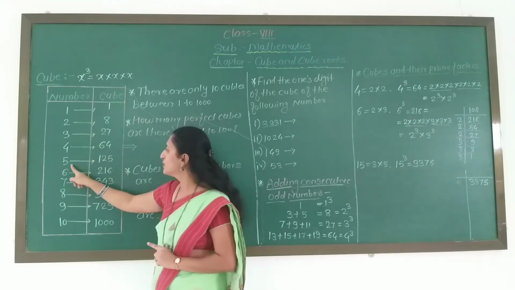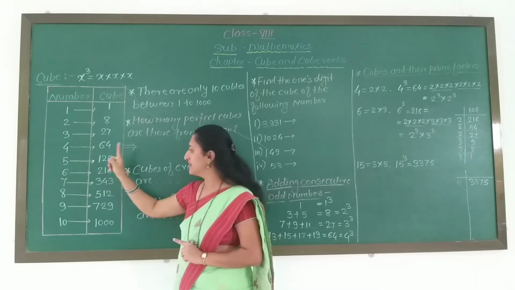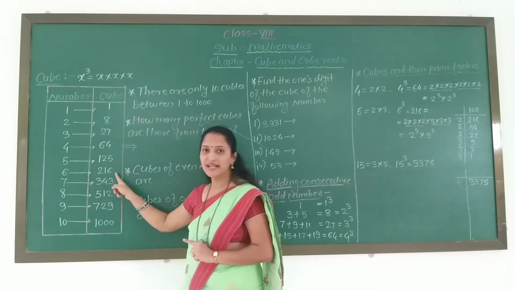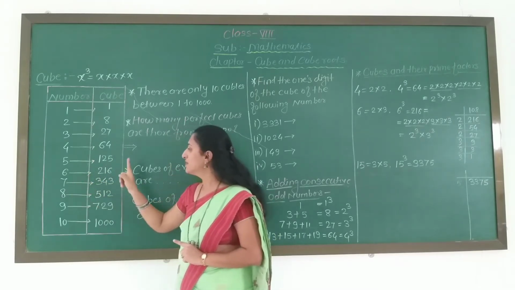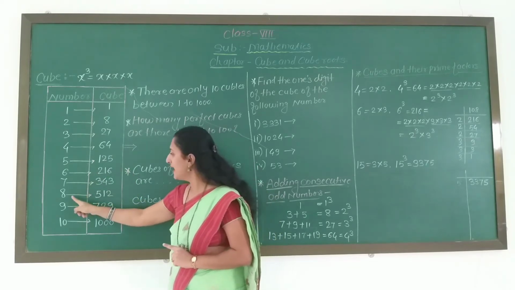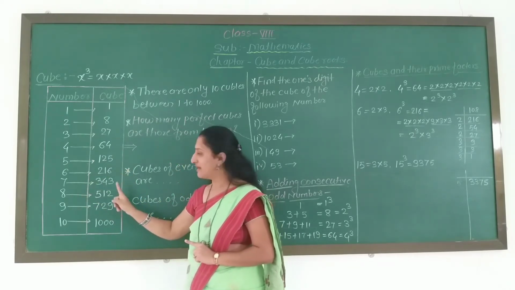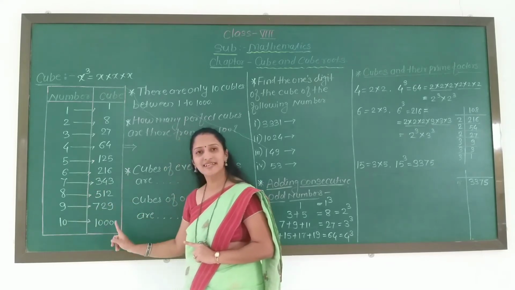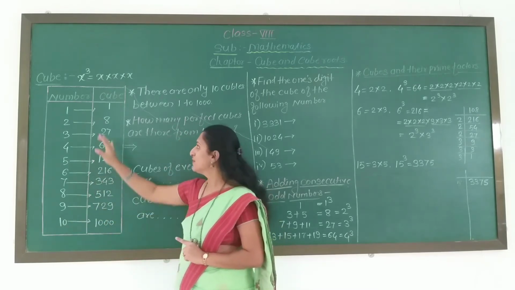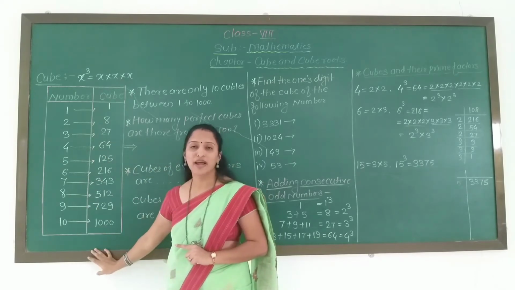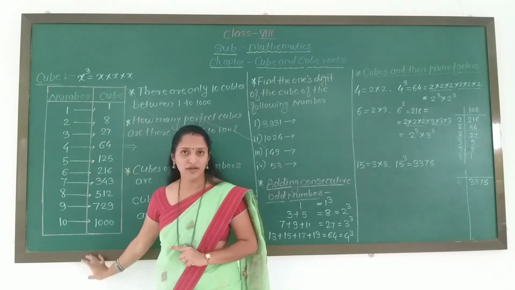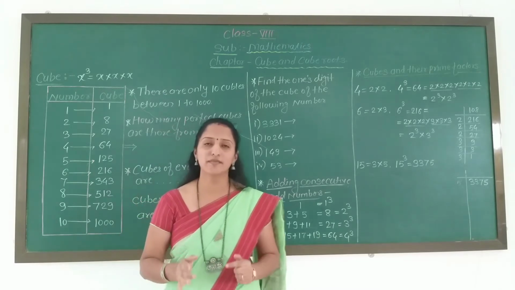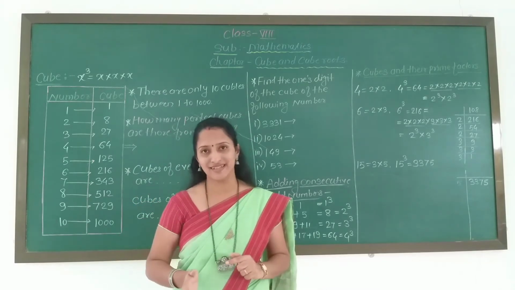Right? 5 cube 125. 6 cube 216. 7 cube 343. 8 cube 512. 9 cube 729. And 10 cube is 1000. Right? So, my dear students, you have to write this table in your notebook and recite the cubes of the numbers from 1 to 10.